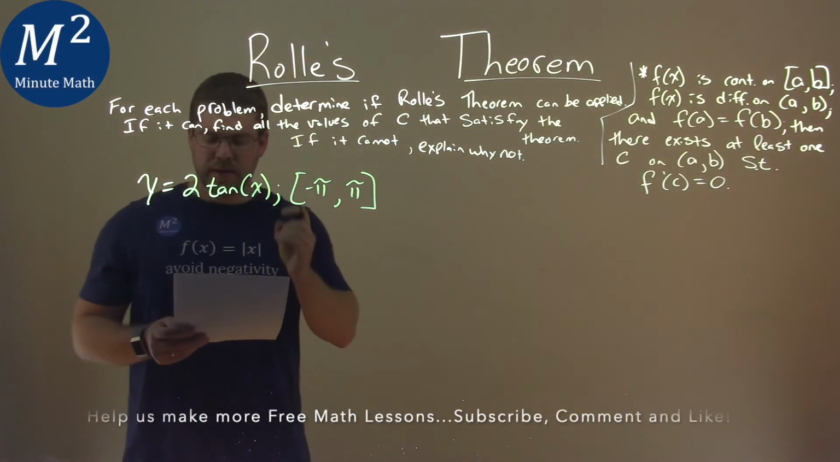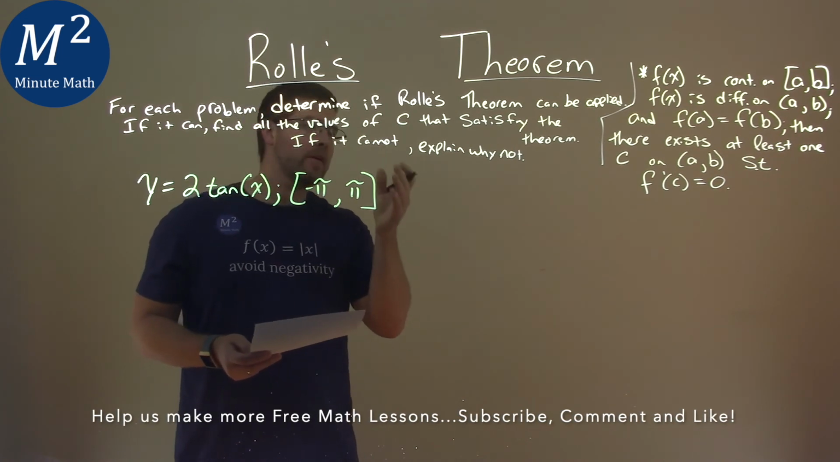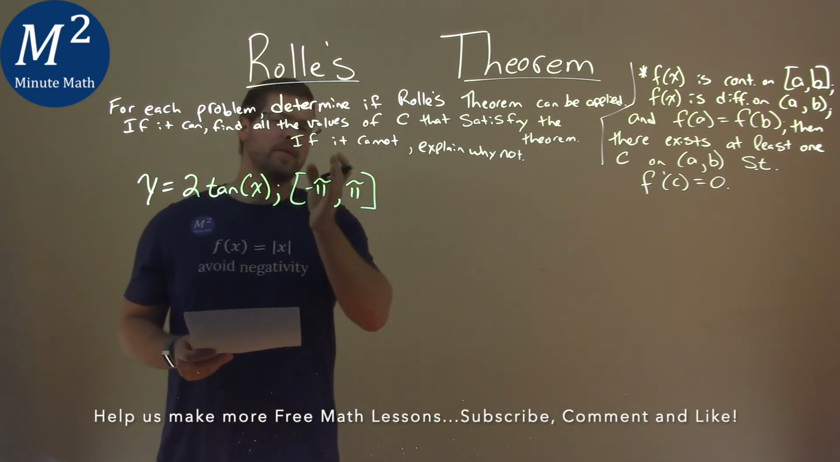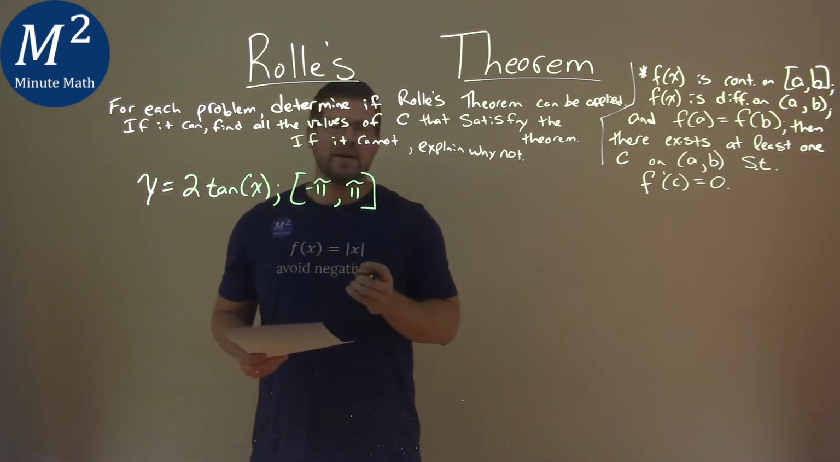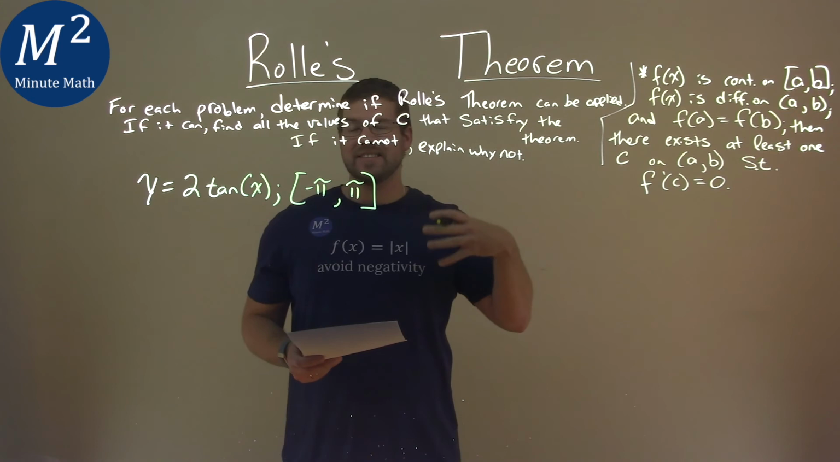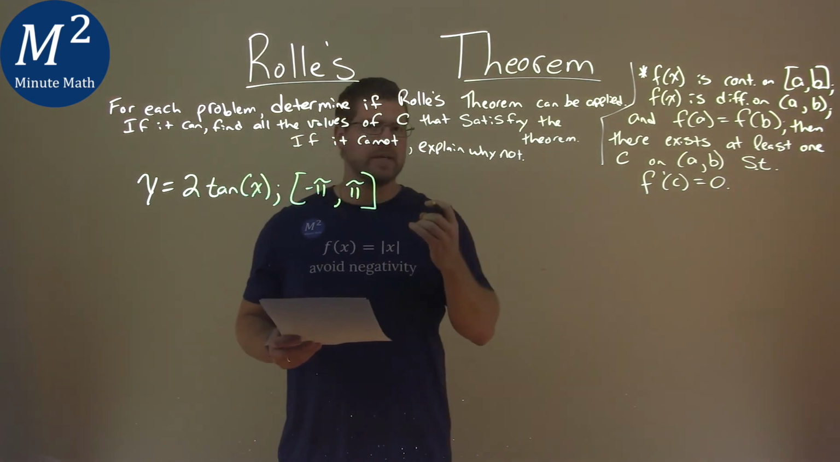We're given this problem right here, y equals 2 times the tangent of x, and we're going to determine if Rolle's theorem can be applied and what are the values of c that satisfy this theorem from negative pi to positive pi. Now the first part of Rolle's theorem here, we want to determine if our function is continuous on our interval. And this is where the hiccup actually happens.